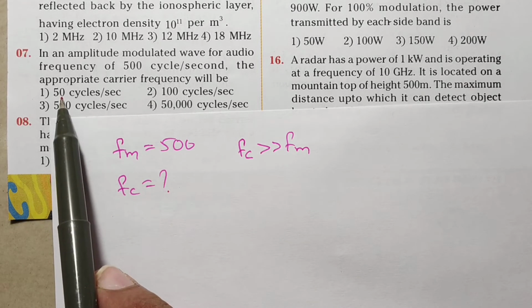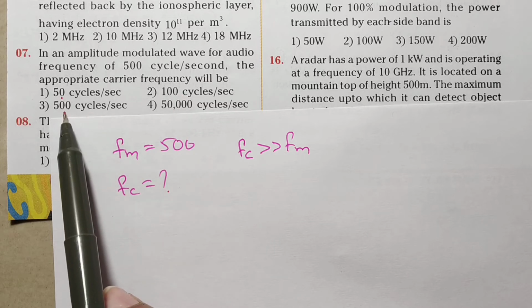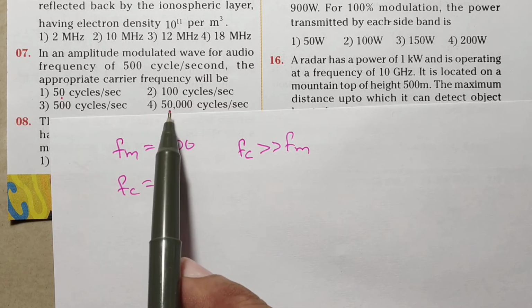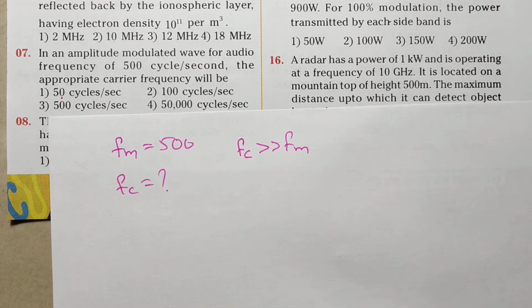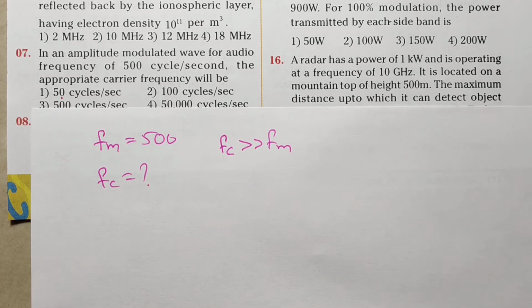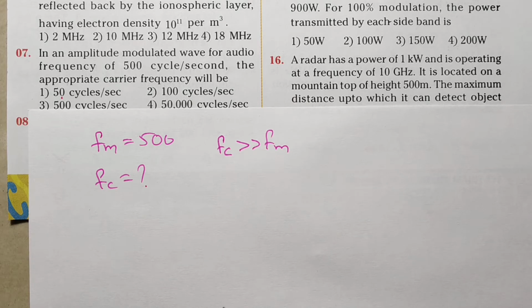50 is less only, 100 is less only, 500 is equal to 500. So the fourth option is correct, 50,000 hertz. Fourth option is correct. Now the eighth question.